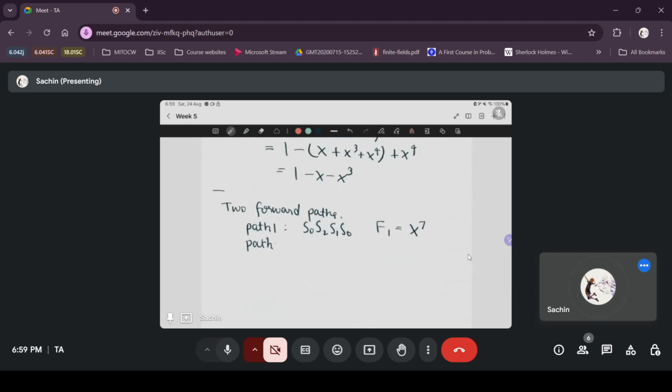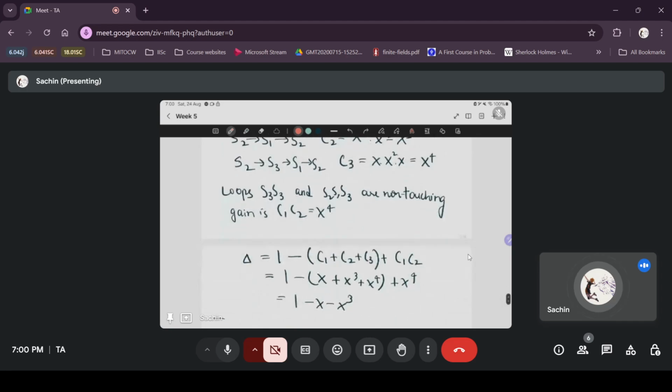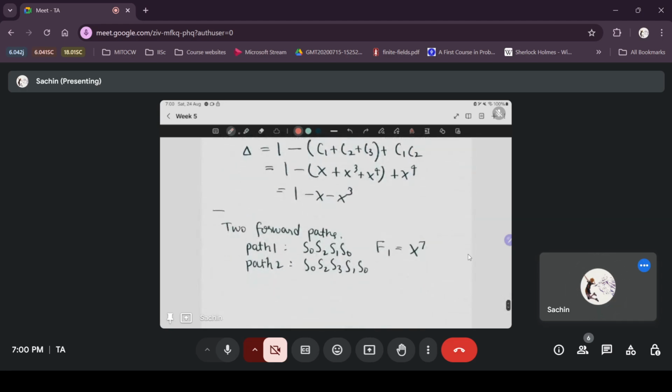Path 2 is S0, S2, S3, S1, S0. That is this path. You go from here, here, here, that way. And the gains are here you have x cube into x square into x square again. So the gain along that path is x power 8. F2 is x power 8.